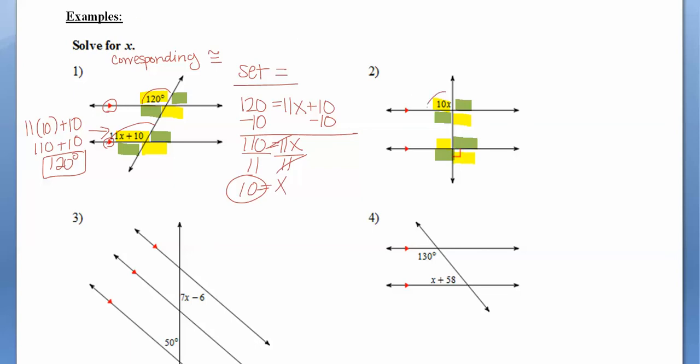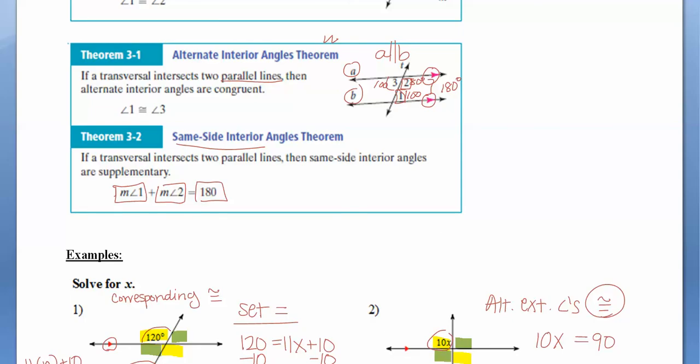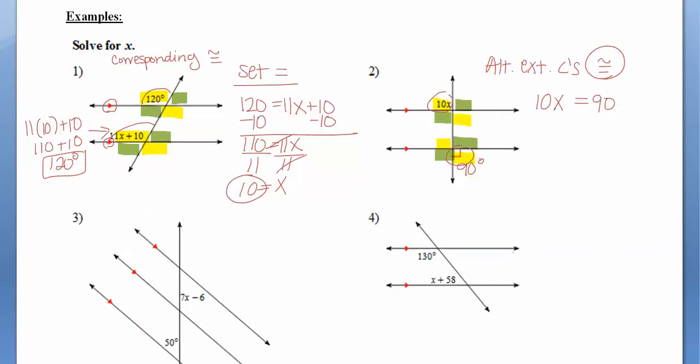Okay, but here I have 10x and this, which is a 90-degree angle. That little box means it's a right angle. These are alternate exterior angles. So 10x equals 90, because alternate exterior angles are congruent. Even though we didn't have a theorem for alternate exterior, it's pretty much the same. They're congruent. So then divide by 10. x is 9.